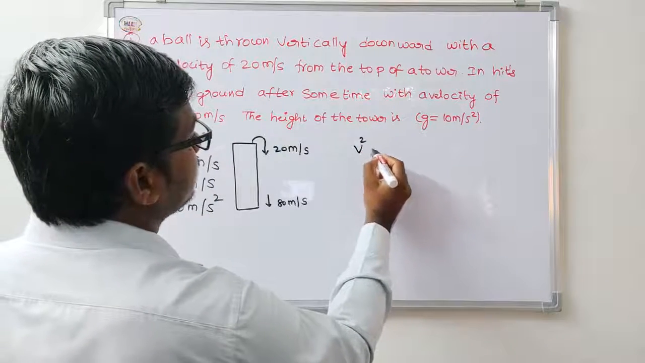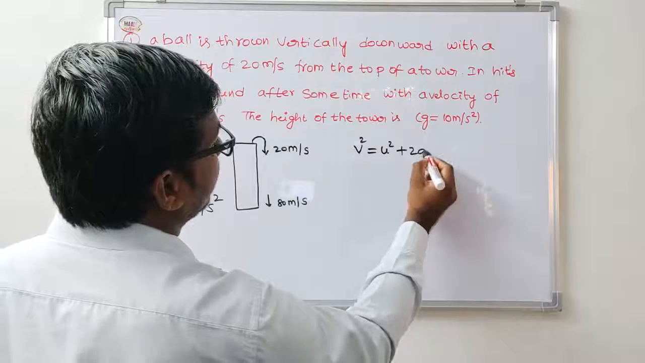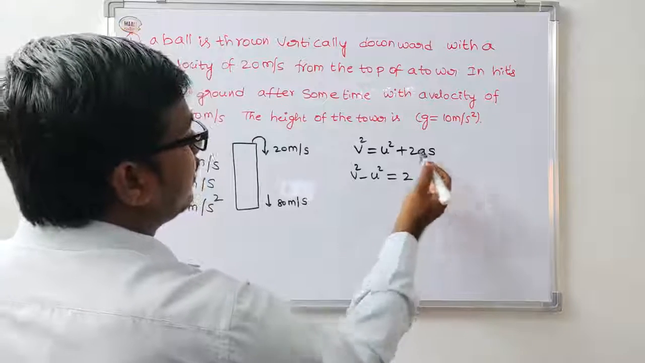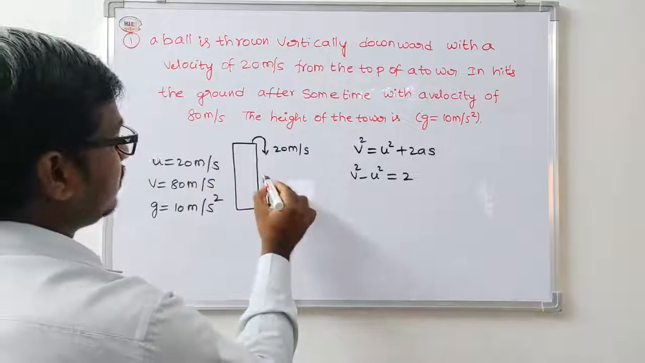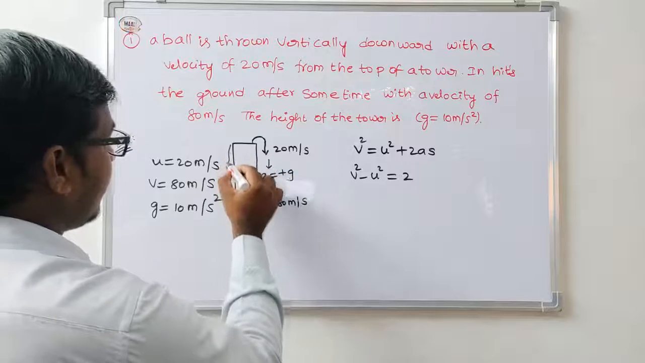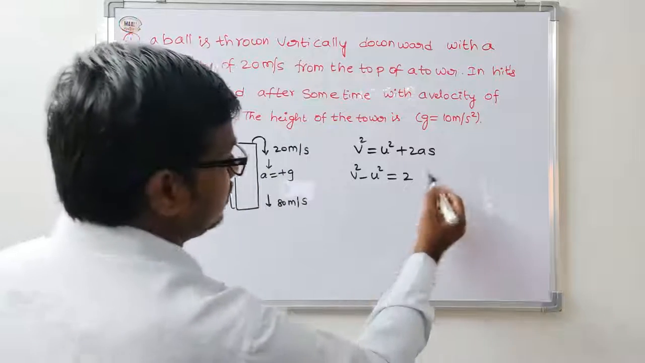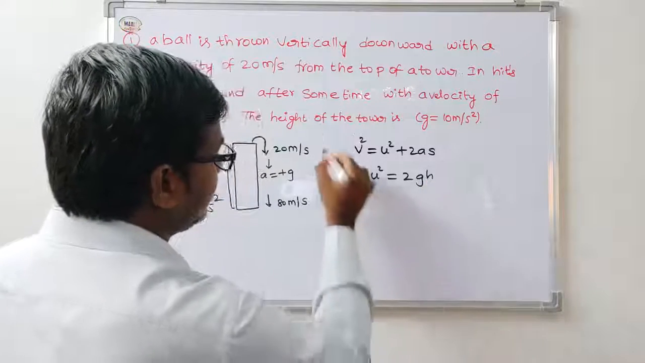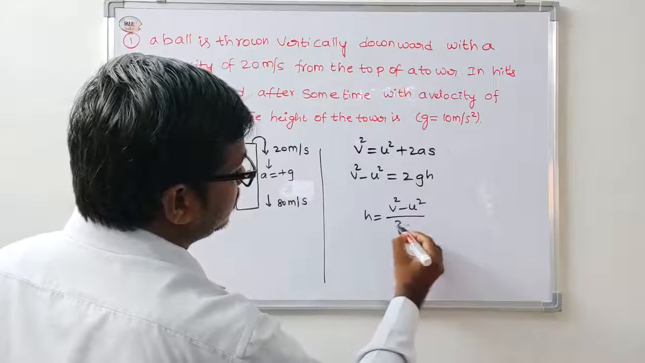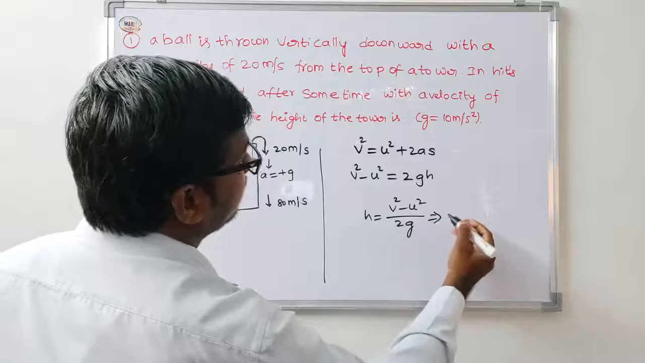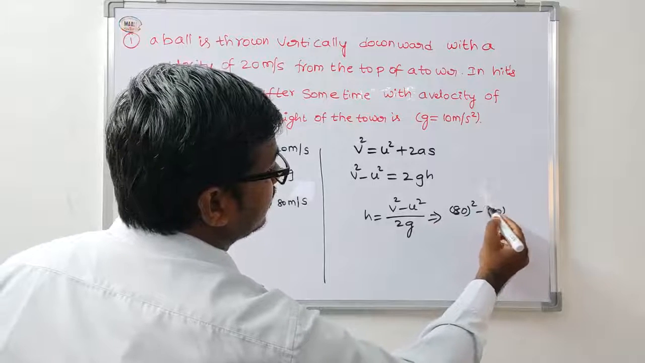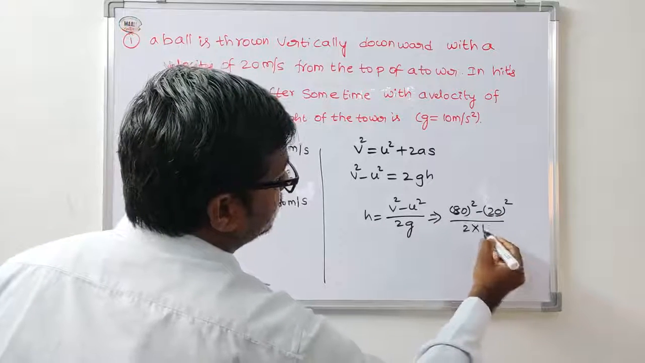v square is equal to u square plus 2as. v square minus u square is equal to 2 into a, where a is equal to plus g in the case of vertically downward motion, and the displacement s is equal to h, so 2gh. Find out h: h is equal to v square minus u square by 2g. v value 80 square minus 20 square by 2 into 10.